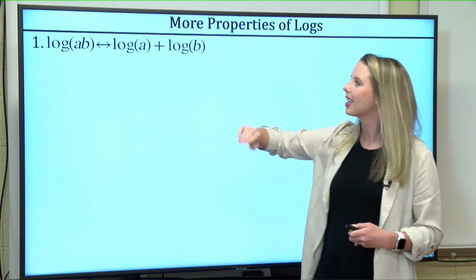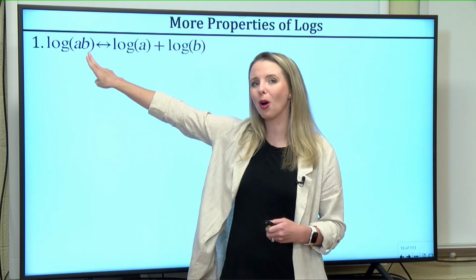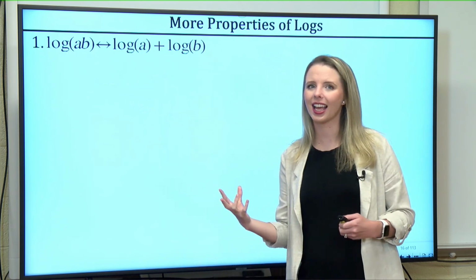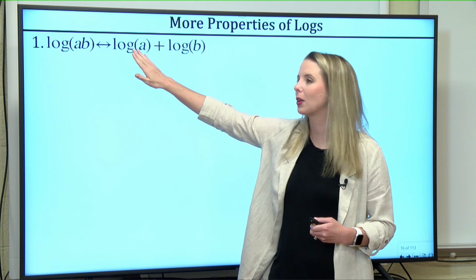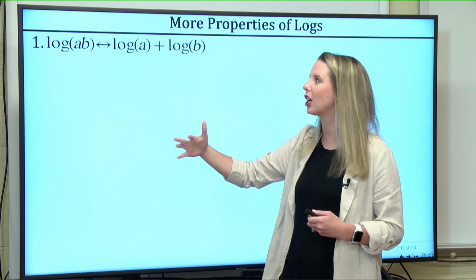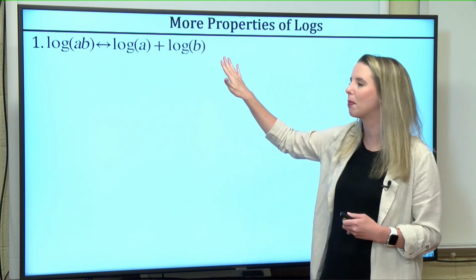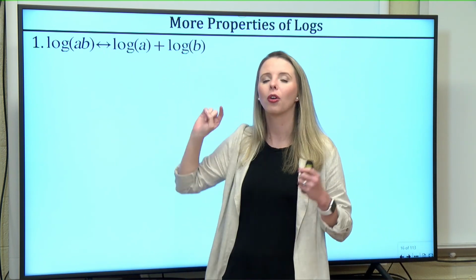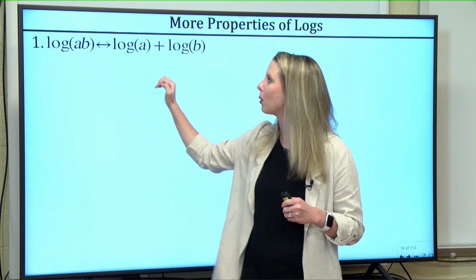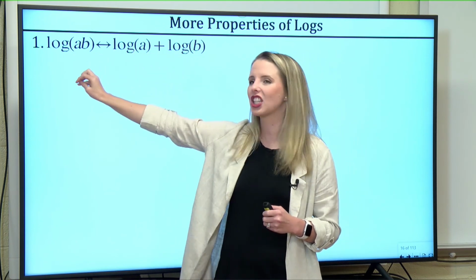So with logs, if we're taking the log of two things that are multiplying, that can translate to us adding those two. All right, so if we were taking log of a times b, that would translate to log of a plus log of b. We could also go the other way, which is why I have an arrow here going both ways. We could go from left to right, or we could take the addition and change it to the multiplication.